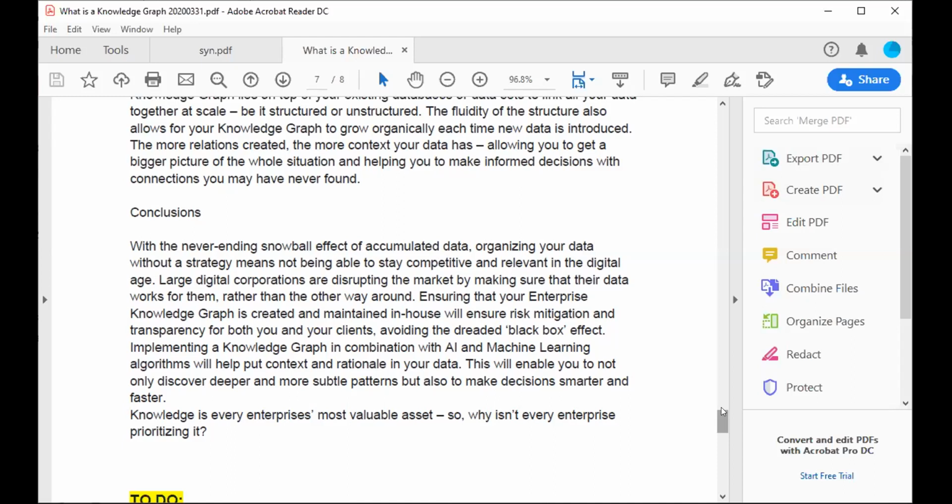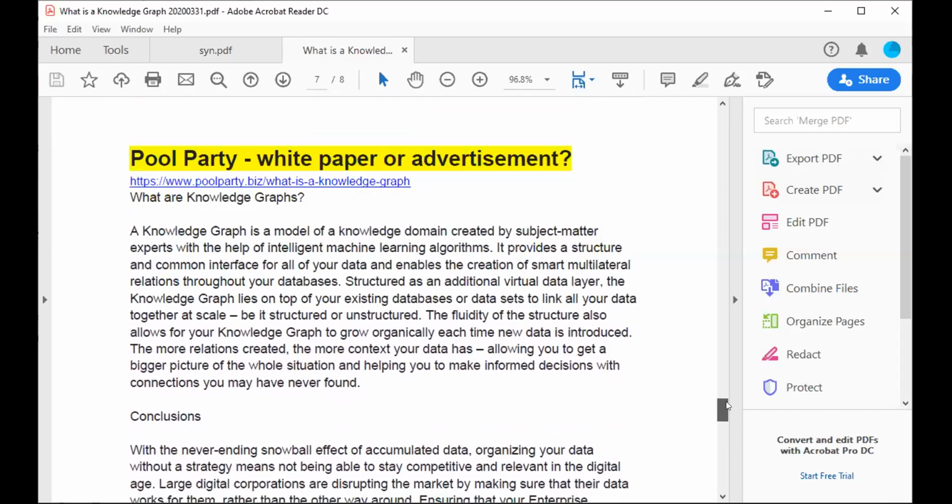Well, first, Ravi, Pool Party is actually a business. Can you repeat what you said? Pool Party is actually a business. They have a product they call their semantic suite or something like that. And within that, they do a white paper. That is what I extracted a couple of paragraphs from. The paper is too long.